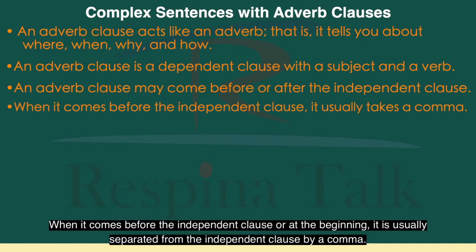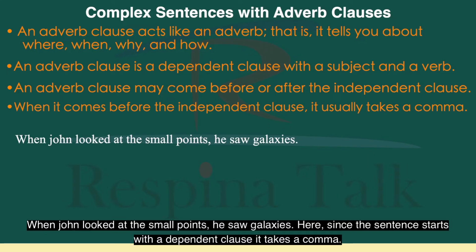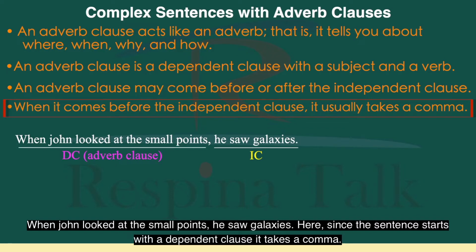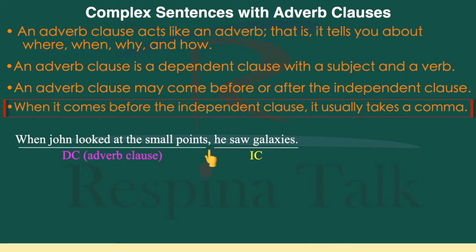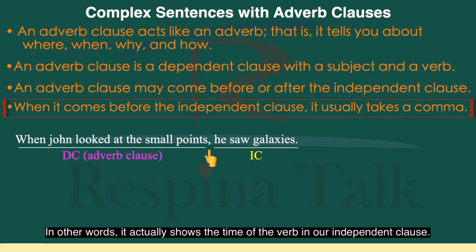When it comes before the independent clause, or at the beginning, it is usually separated from the independent clause by a comma. Look at this example. When John looked at the small points, he saw galaxies. Here, since the sentence starts with a dependent clause, it takes a comma. Also, when John looked at the small points is an adverb clause because it shows the time of seeing the galaxies. In other words, it actually shows the time of the verb in our independent clause.